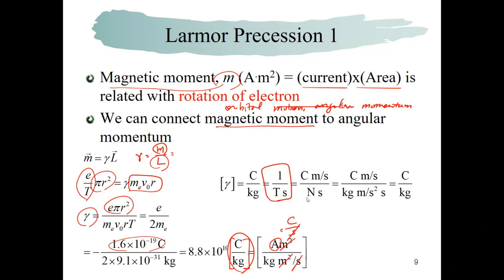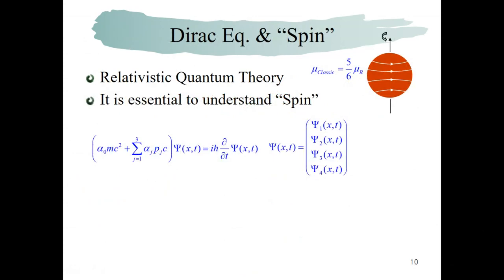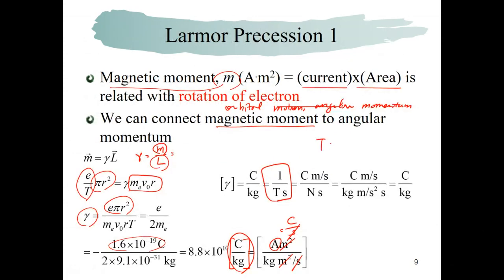Here, the unit of Tesla is Newton divided by Coulomb meter per sec. You can obtain this result from this form. The left-hand side is the unit of Newton, and this is Coulomb, this is meter per sec, and B is Tesla. So you can obtain the Tesla unit here. So you can insert it to here, and you can obtain this form.